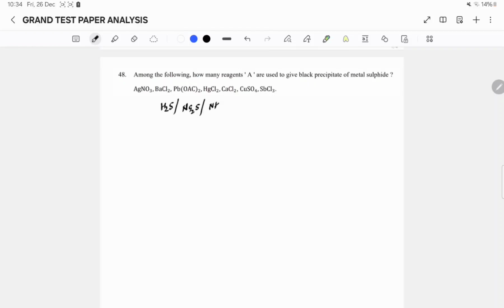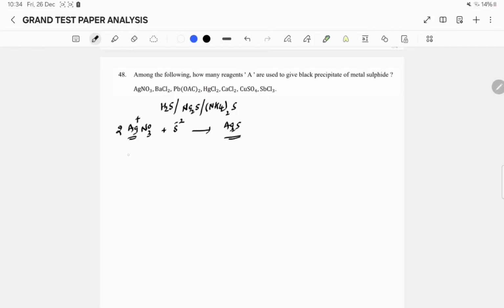Or you can take NH4 twice S also. Right. Now look at, student. From the given compounds we will check. AgNO3, Ag plus reacted with S minus 2. So it will give, student, Ag2S as a black product. So silver sulfide is a black PPT, student.